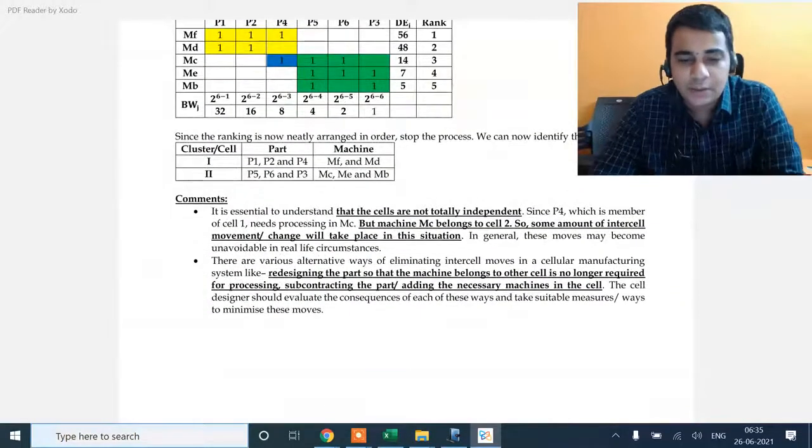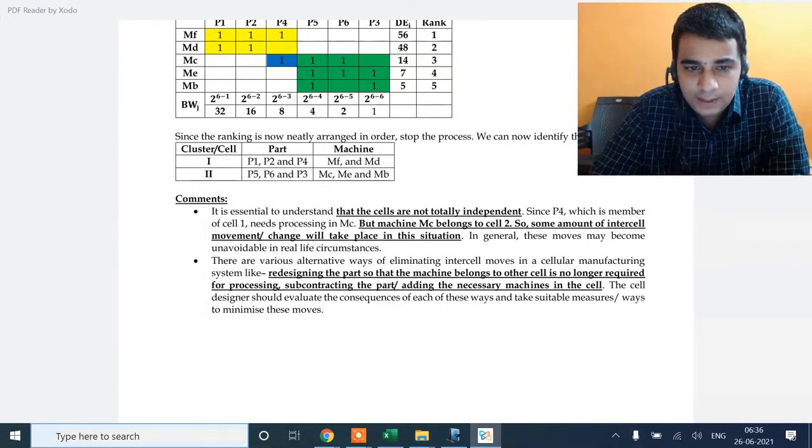It is essential to understand that the cells are not totally independent. P4, which is a member of cell 1, needs processing in machine C. Machine C belongs to cell 2. So some amount of intercell movement will take place in this situation. In general, these moves may become unavoidable.